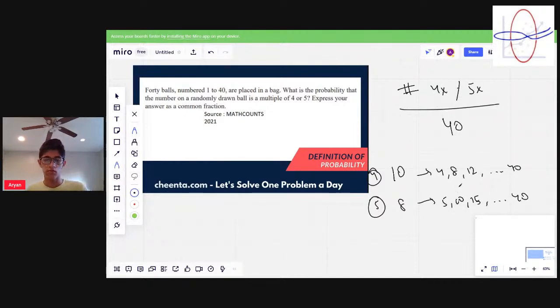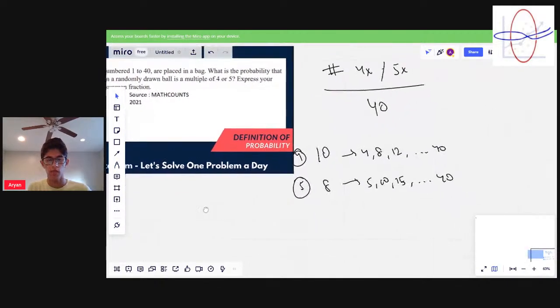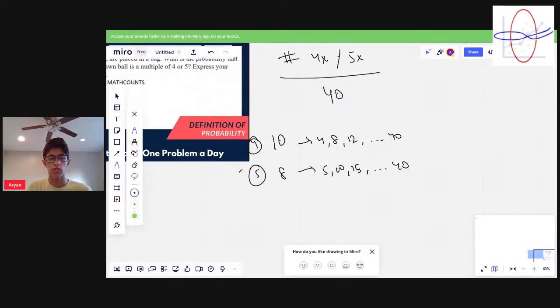Now the thing to realize though, are there any numbers that are repeated? Are there any numbers that we're counting twice? And we'll see that, yes, there are actually two of these numbers. So obviously 40 is one of them. 40 is in both sets, so I can't be counting 40 twice. That'd be overcounting. So I subtract 1 for the 40.